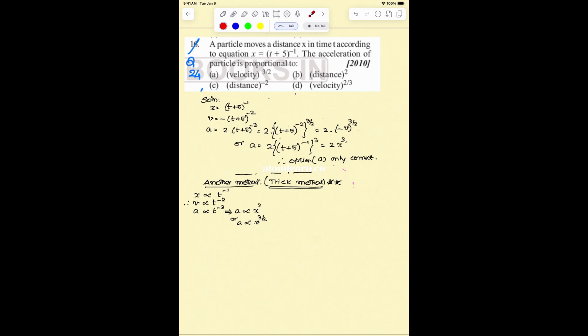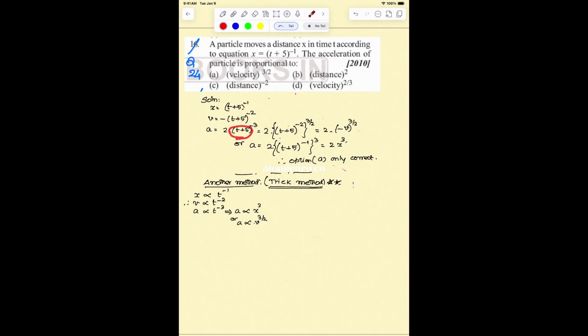Let us see how to do this. Okay, now follow the straightforward method. Because x is given as a function of time, differentiate to get v as a function of time, and then differentiate to get a as a function of time. And therefore, then what happens? Now we have to express a as either a function of x or as a function of v. How to do it? By eliminating this (t plus phi).